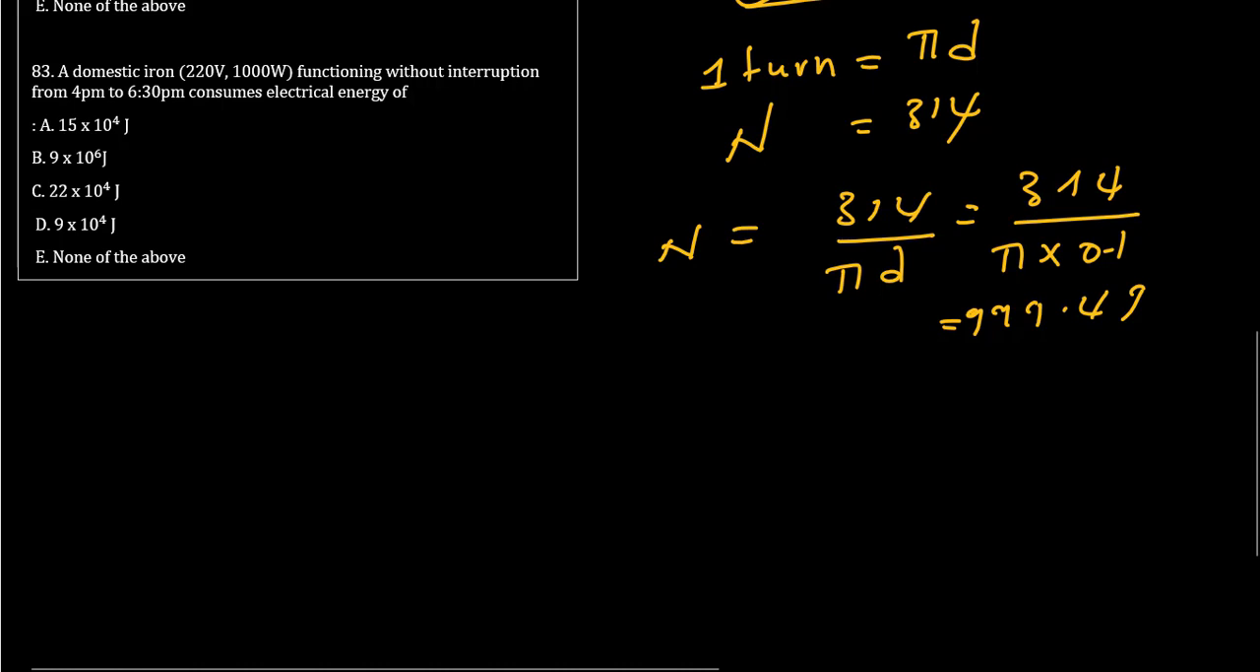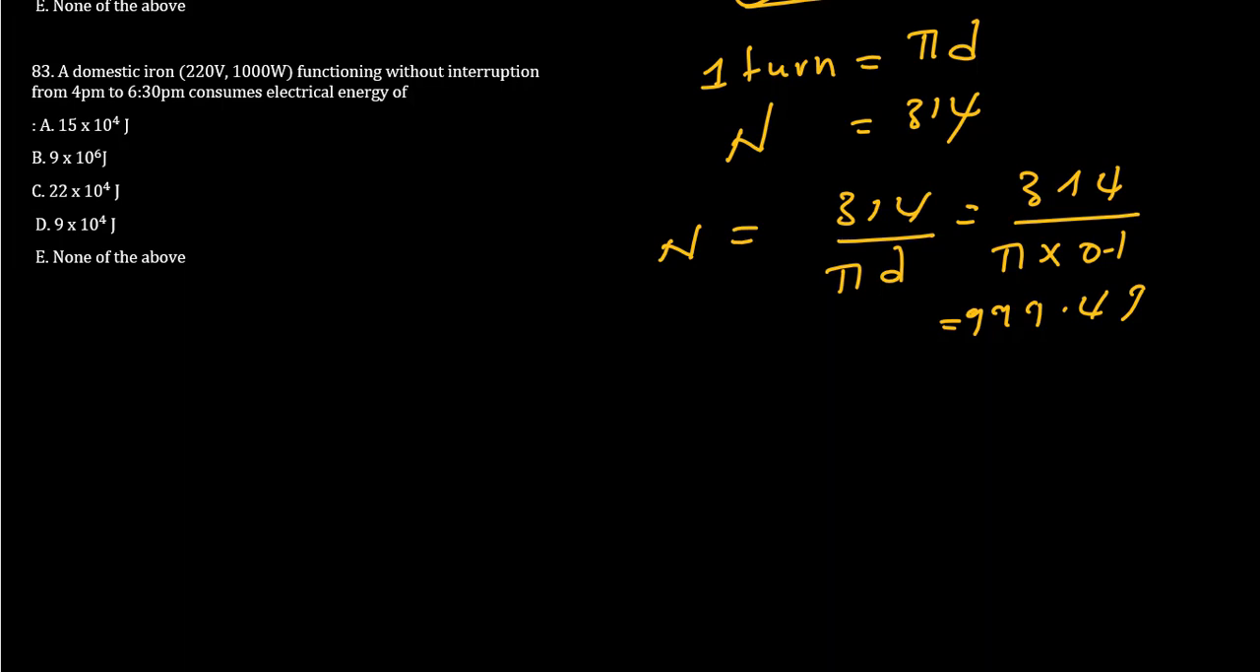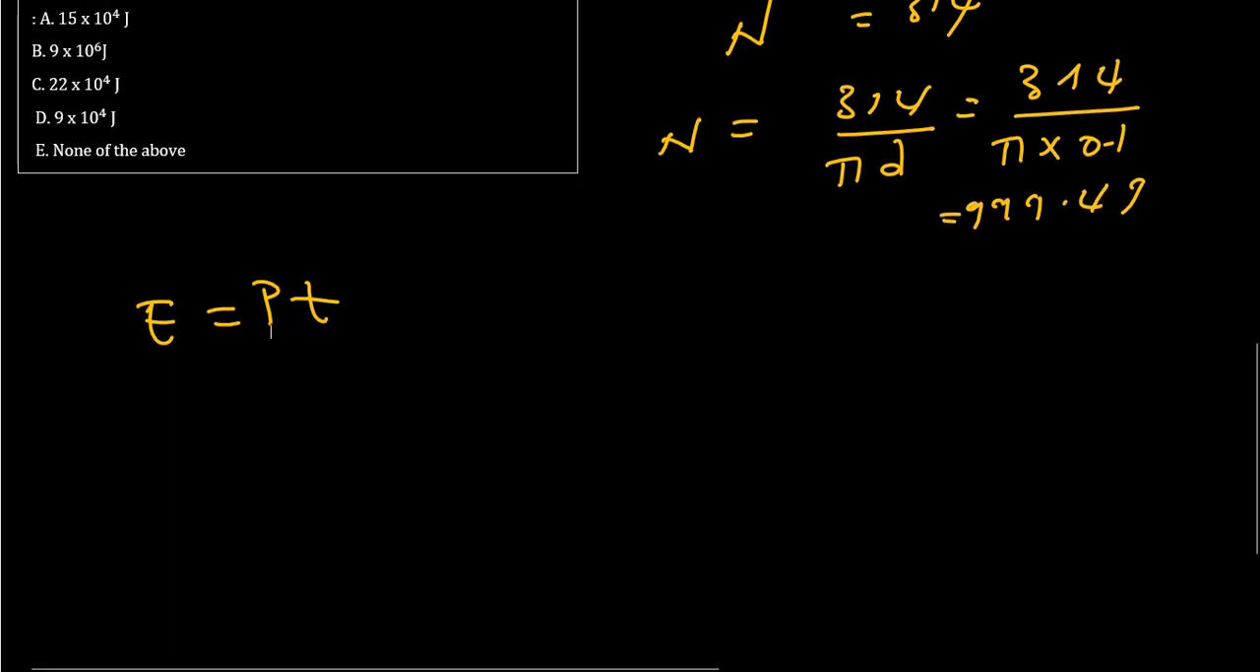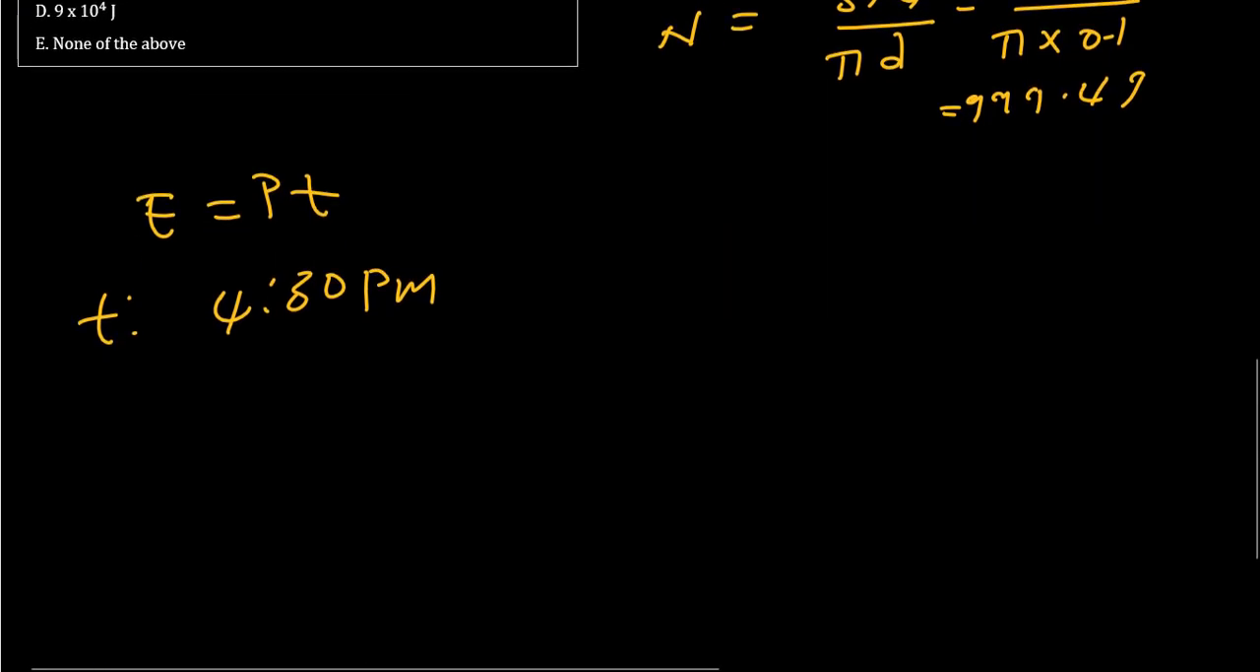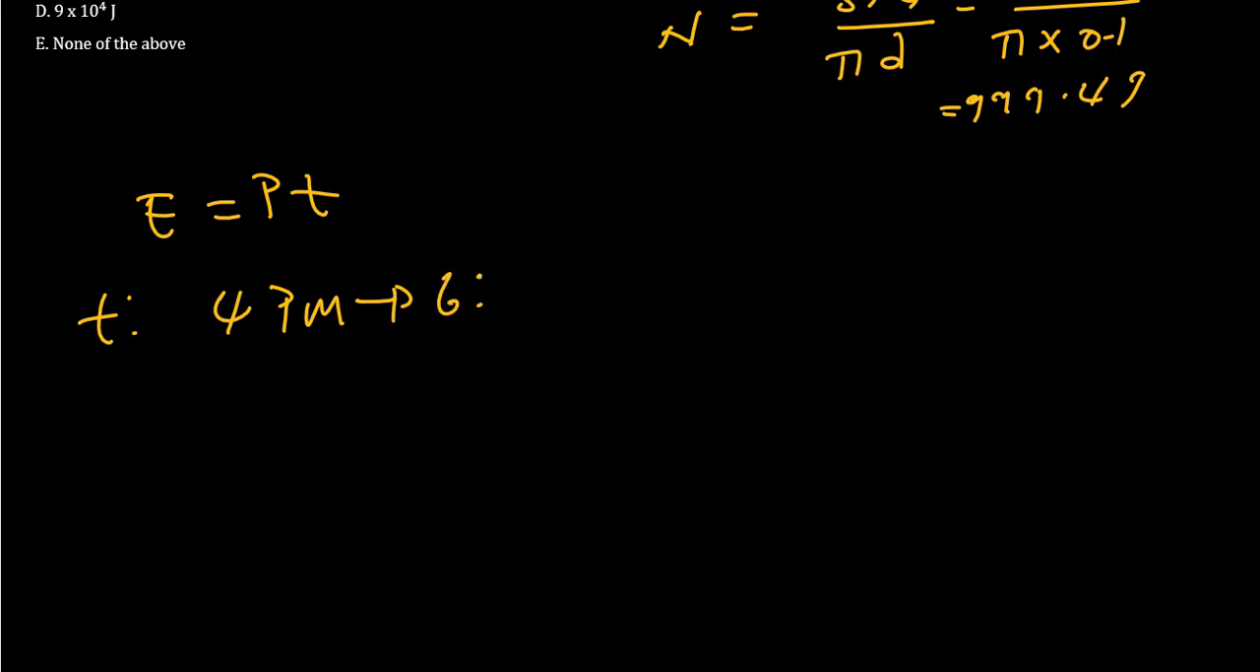Now the next: a domestic iron, with ratings 220 volts, 1000 watts, functioning without interruption from 4 p.m. to 6:30 p.m., consumes electrical energy of A, B, C, D, E. The electrical energy E is simply equal to PT, and the time of functioning T is in the interval from 4 p.m. right up to 6:30 p.m., and so this is an equivalent in hours of 2 hours 30 minutes.